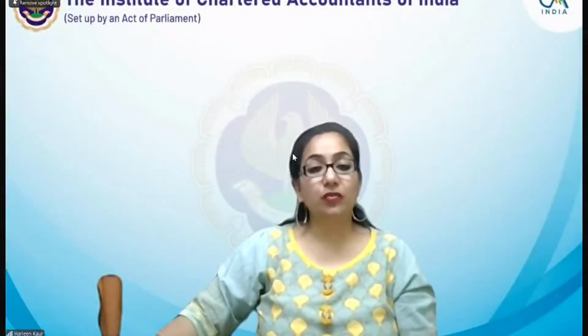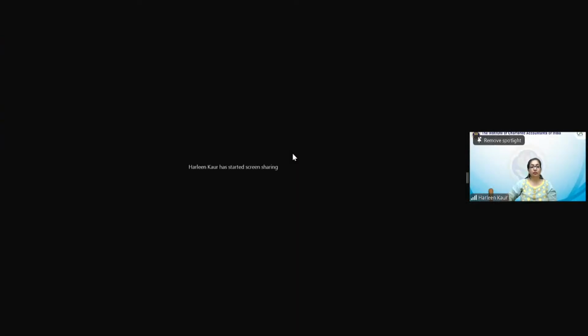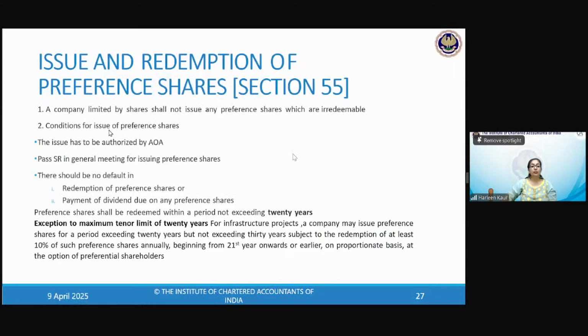So let's do the points from my presentation. That is how you will be issuing and redeeming the preference shares. The first condition says we will never issue irredeemable preference shares. Whenever you issue the preference shares, it shall be authorized by the articles of association. Pass SR in general meeting. Special resolution is required. Before this, where has special resolution been required so far? In today's lecture, where have you studied SR? In DVR, in bonus shares, buyback, or what?